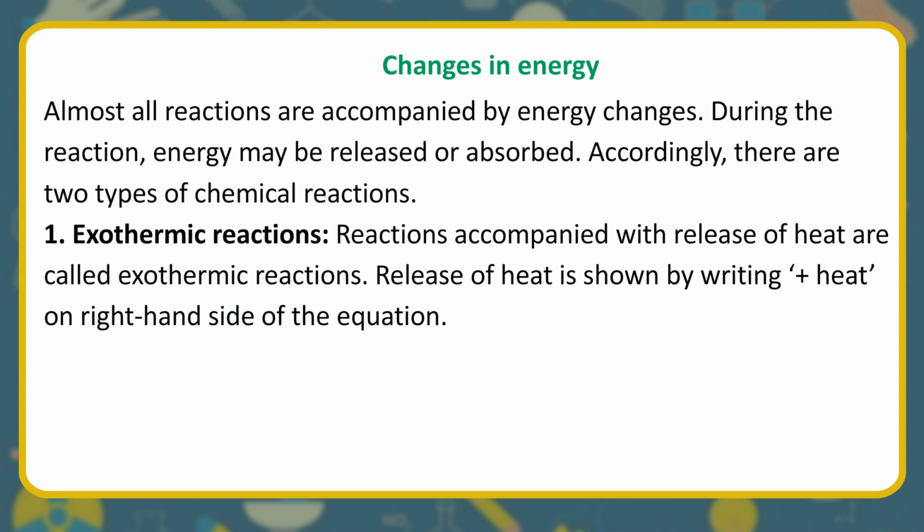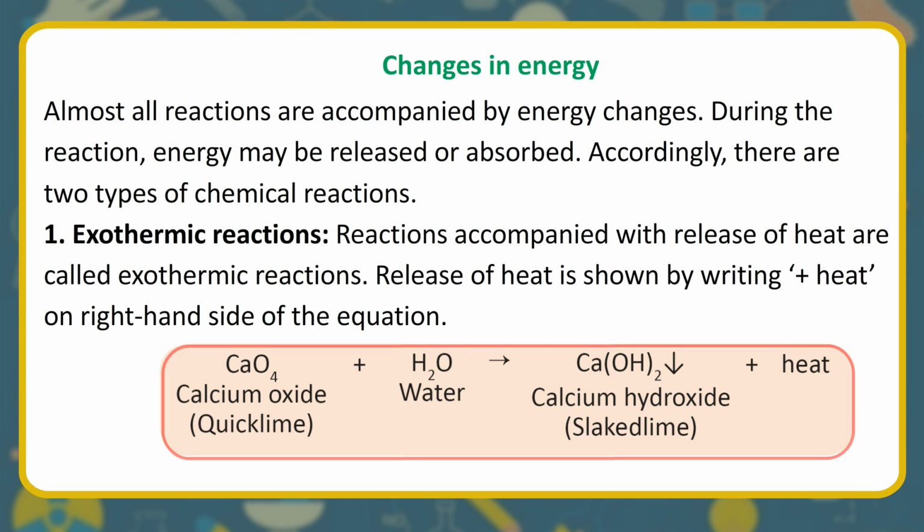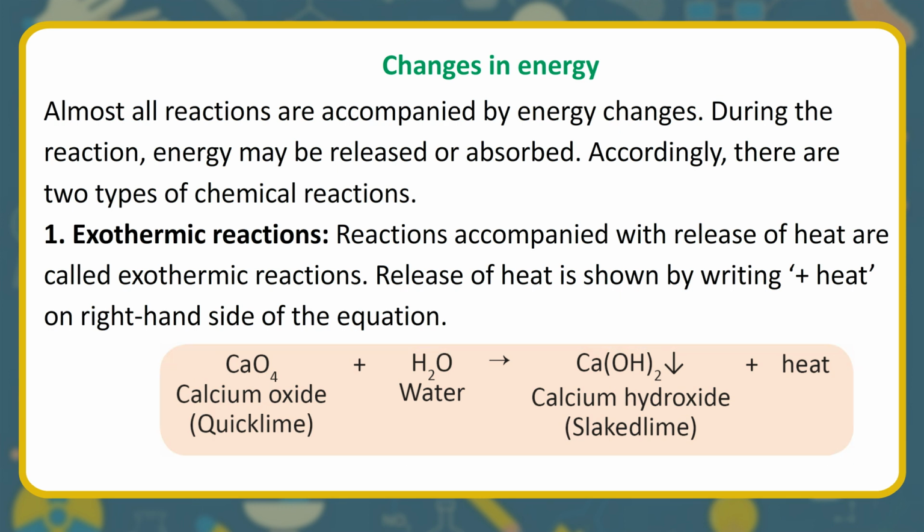Release of heat is shown by writing plus heat on the right-hand side of the equation. CaO, calcium oxide, quicklime, plus H2O, water, gives Ca(OH)2, calcium hydroxide, slaked lime, plus heat.